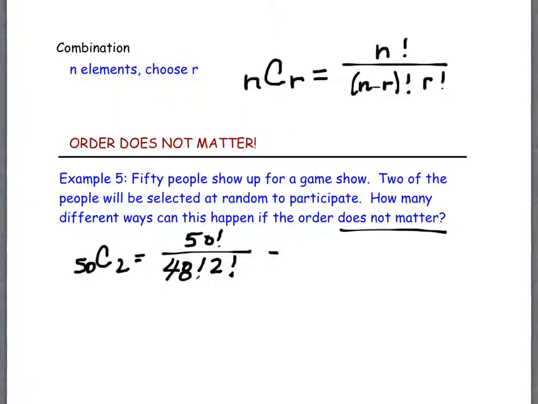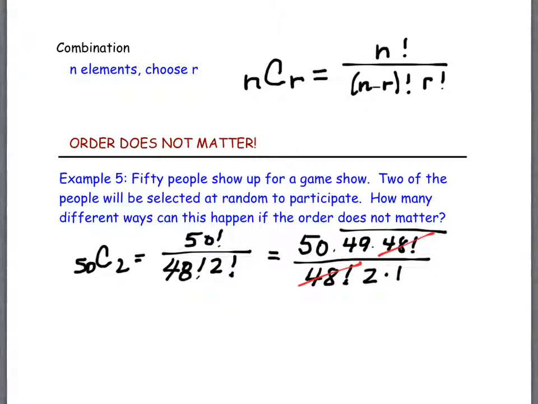Now, we start working the problem very much the same way. I just write out 50 times 49 times 48 factorial, and I stop with the 48 factorial because it matches what's on the bottom. And then I have 2 times 1 down there as well. The 48 factorials flat out cancel.